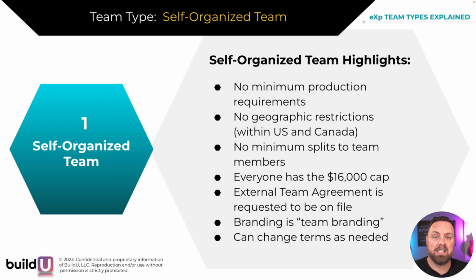Everyone has their own $16,000 cap, which means they can all qualify for the $400 stock award when they reach their cap, and also have a chance to reach the Icon Award on their own. There's no internal team agreement on file with eXp. They do request one, but really you just need to have an external team agreement between you and your team member.